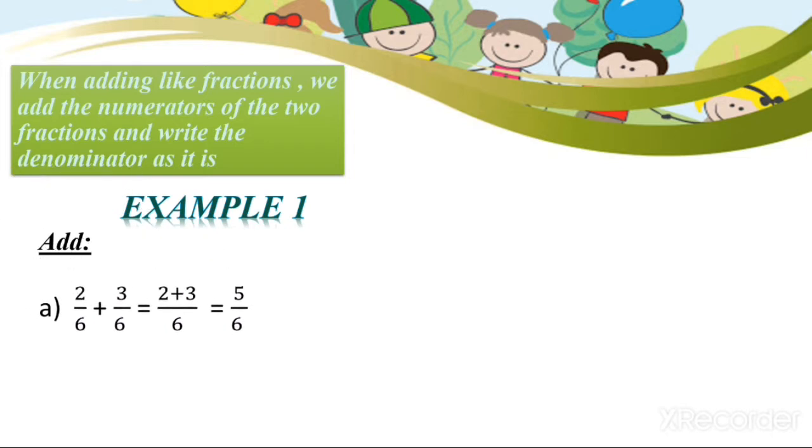First example, 2 upon 6 plus 3 upon 6 is equal to. As I said, students, you will add only the numerator of both the fractions and you will write the denominator only one time because both the fractions have the same denominator. So 2 plus 3 upon 6 is equal to 5 upon 6. Next example, 4 upon 9 plus 2 upon 9 is equal to 4 plus 2 upon 9 is equal to 6 upon 9.